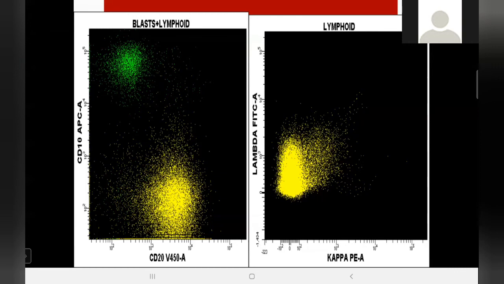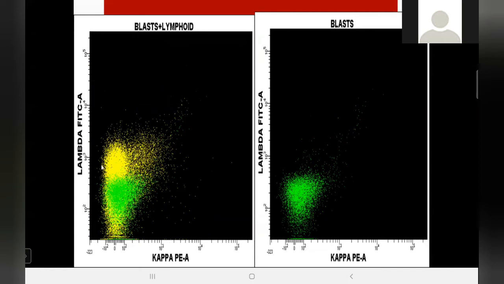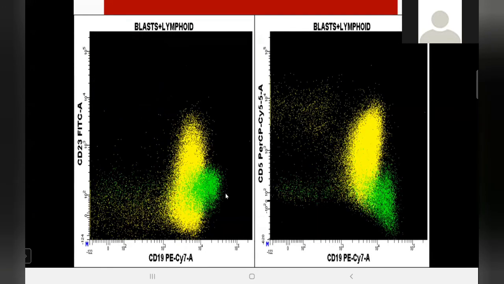Along with it, there is a tiny population which has now converted into B lymphoid blasts also. If I overlap this, the green population is the blastic population, which is negative for kappa and lambda. The yellow are the lymphoid cells, which are positive for lambda. You can see them here. Again, this is to demonstrate the yellow population.